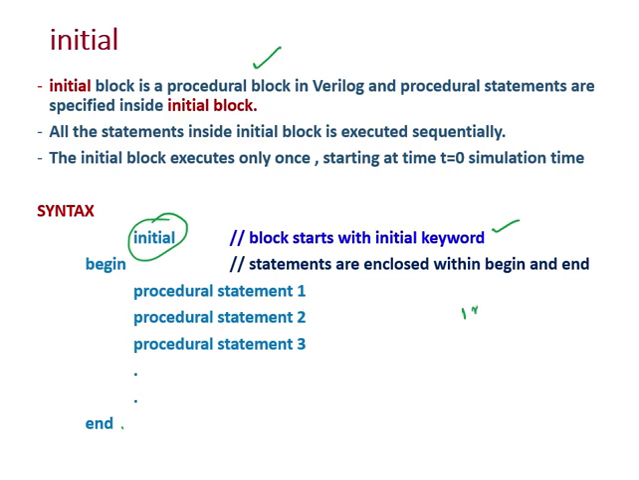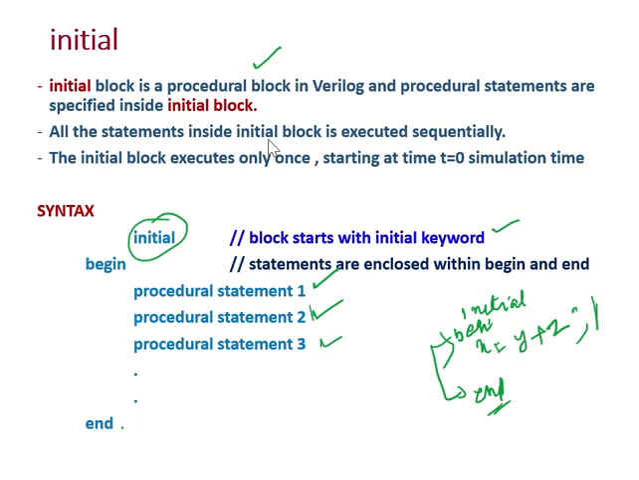So for example, if it is initial, then x equal to y plus z. And if there is only one single statement inside this initial block, then there is no need to give begin and end. It is not mandatory, because inside this initial I have only one statement. If there is more than one statement, then begin and end is necessary. And all the statements inside the initial block are executed sequentially. For example, here there are 3 statements. The first one will be executed, then this one, then this one. So all the statements inside the initial block are executed sequentially.